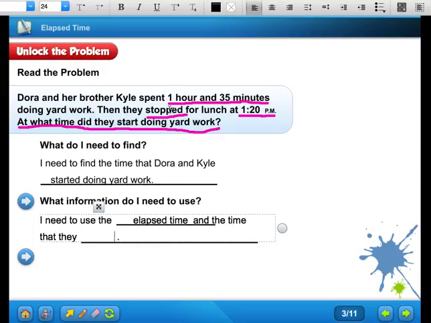And I need to know what time they stopped for lunch. Oh my goodness, my typing today. Okay, what time they stopped for lunch. So those are the things I need to know. How much time did they take doing the yard work? And then when they stopped for lunch. So the elapsed time, right here. And then what time they stopped for lunch.